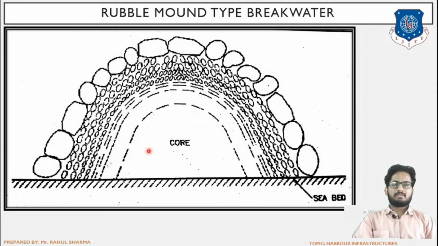Now, this is an image of the rubble mound type breakwater. Here, there are 3 different layers. At the center is the core, the word we are aware of, which is the innermost part. Next, these are the rubbles which have been placed in layer 2. Rubbles of small sizes have been placed, and on the top, rubbles of higher size have been placed.